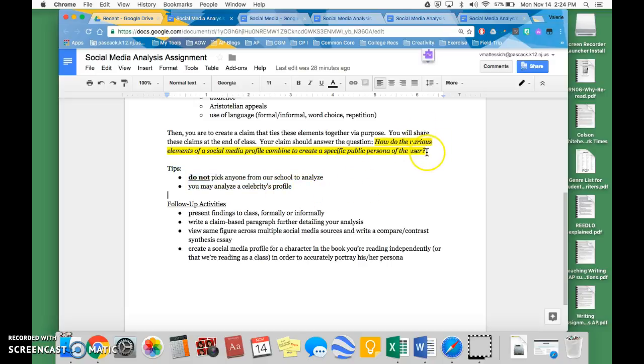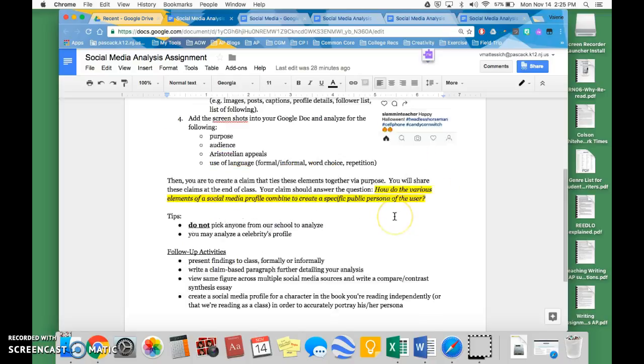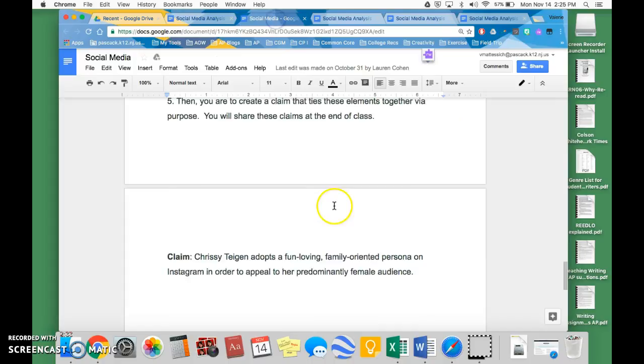I also highlighted what I thought was the main question that we were looking to address. How do the various elements of someone's social media profile combine to create a specific public persona? And ultimately, in the SOAPS acronym that we use in AP, that really ends up being the purpose. So what is the purpose of this person's Twitter account or Facebook account or Instagram account? Just as an author creates a purpose for writing any given piece of work that we then study, we're trying to unearth what the purpose is of these more visual media. Okay, so I will show you what the students ended up doing.